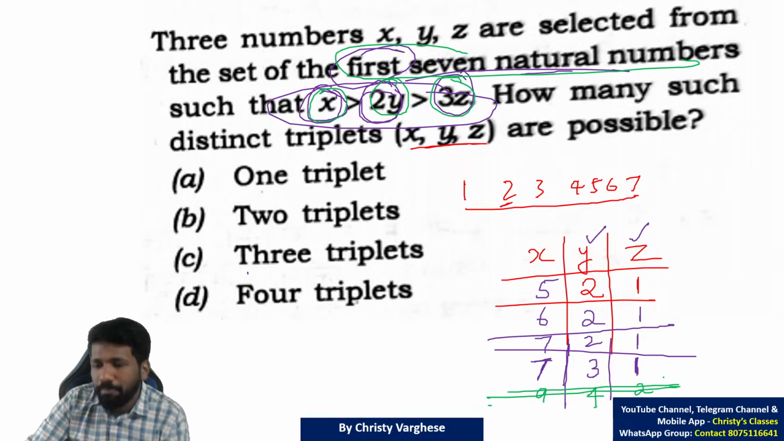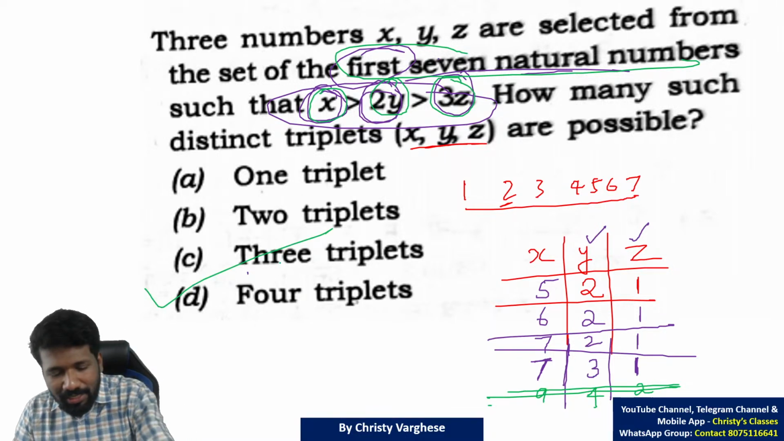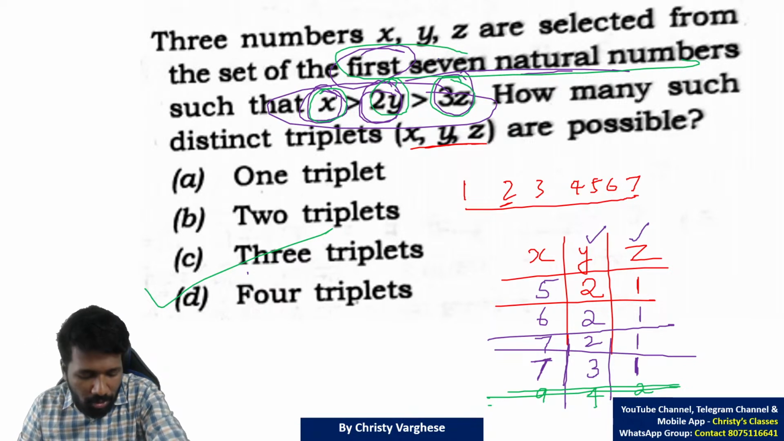Z being anything greater than 1 is impossible. So 4 triplets is the answer. Option D. Hope all of you understood it.